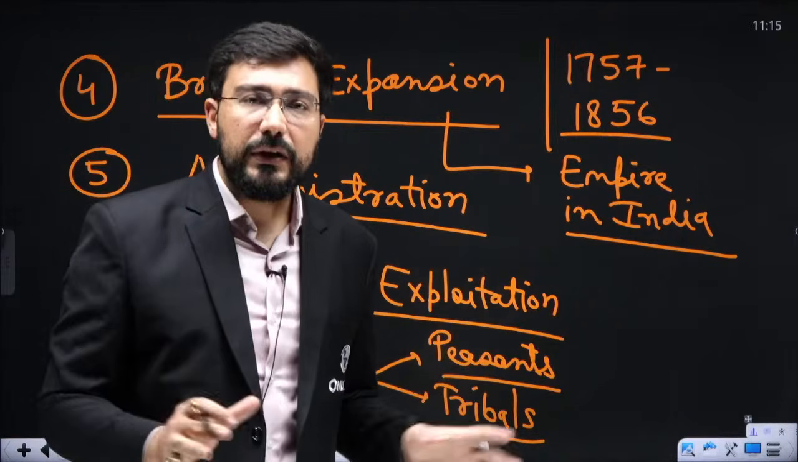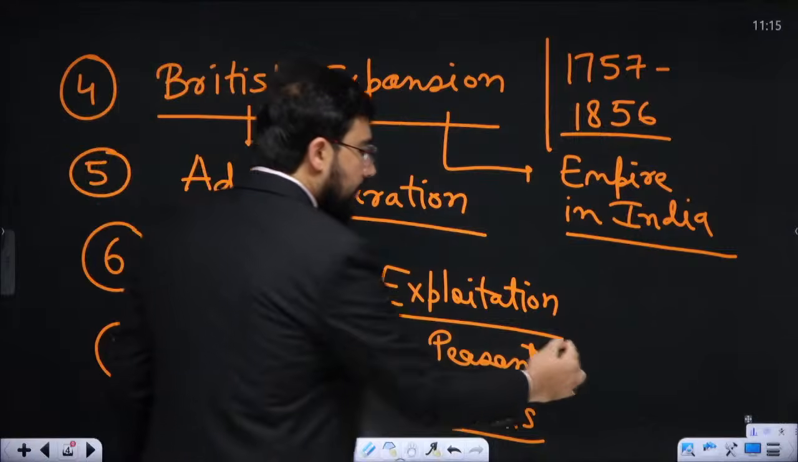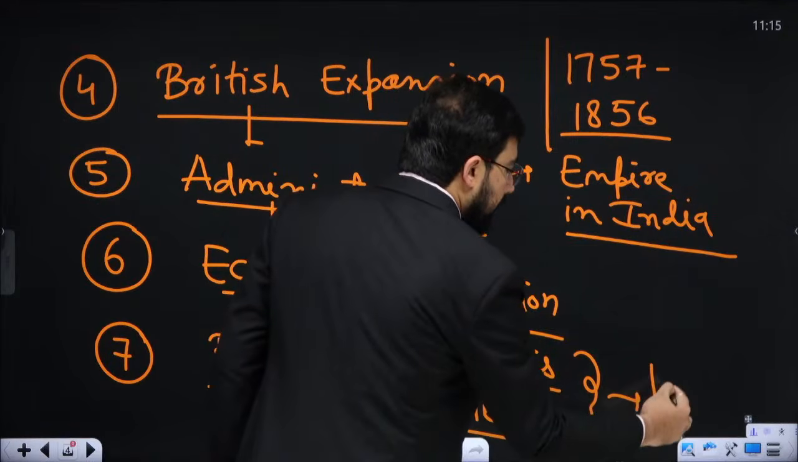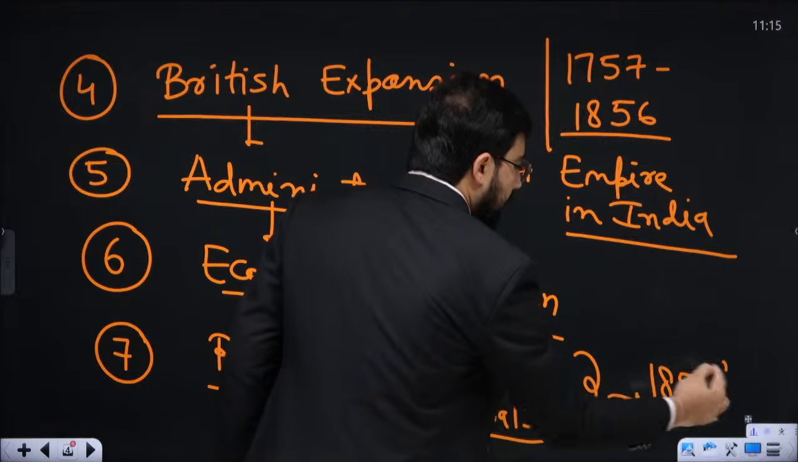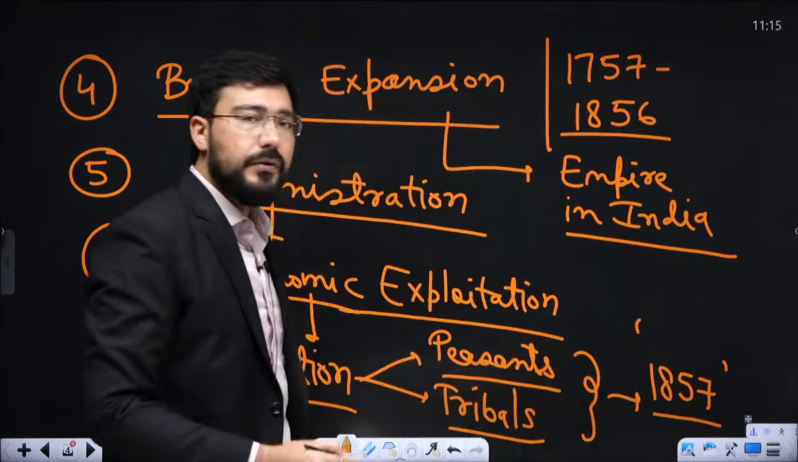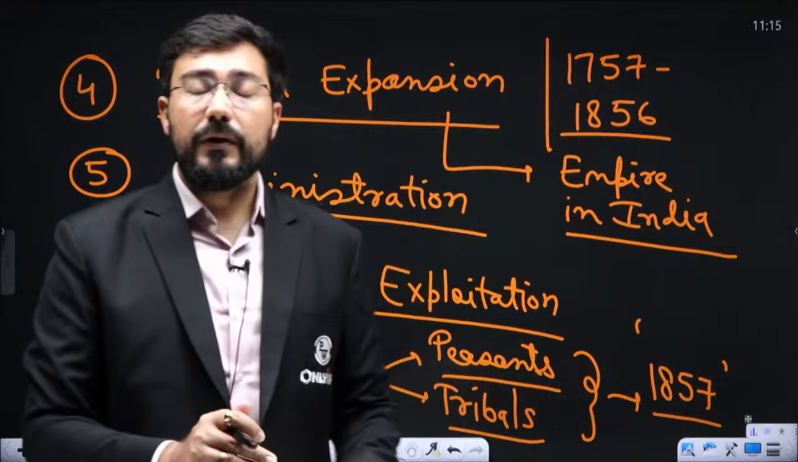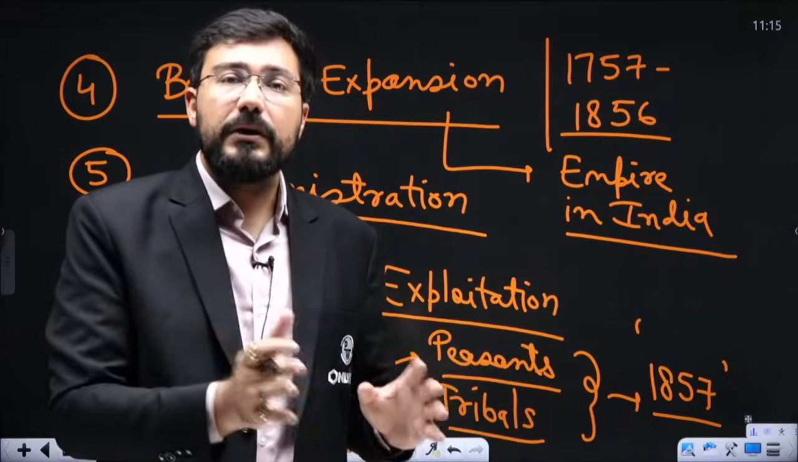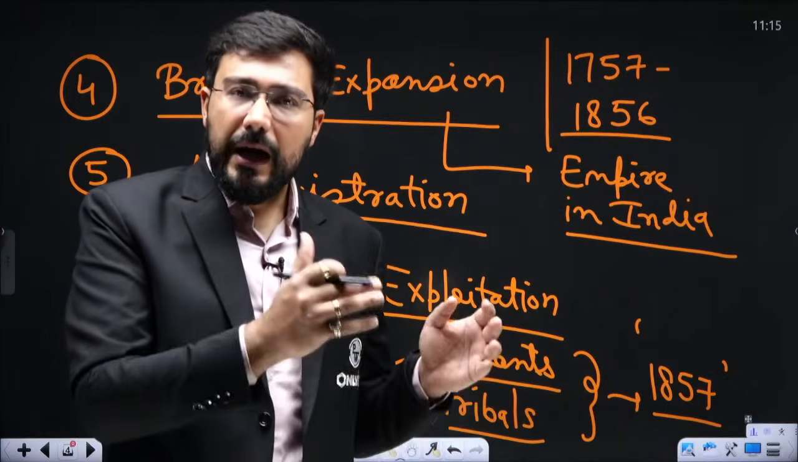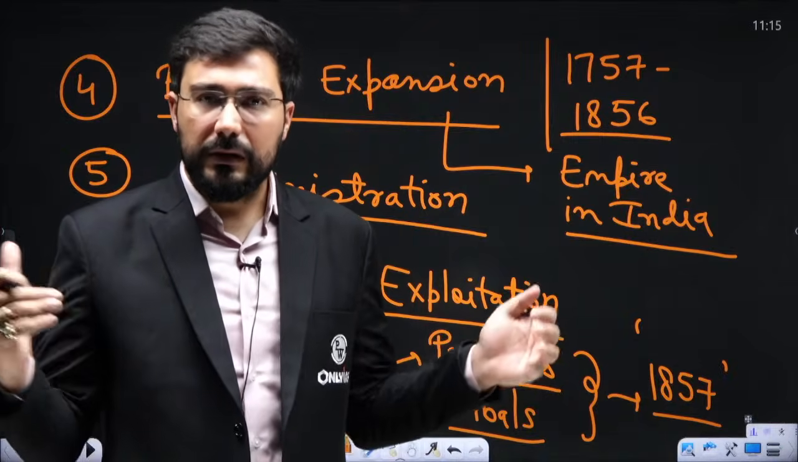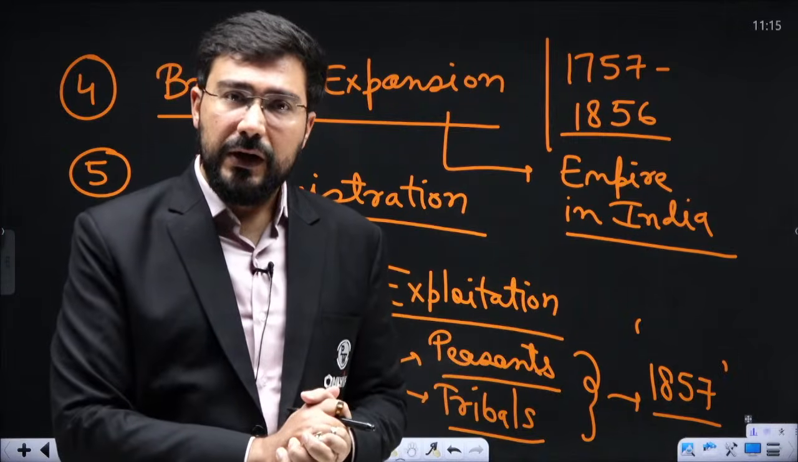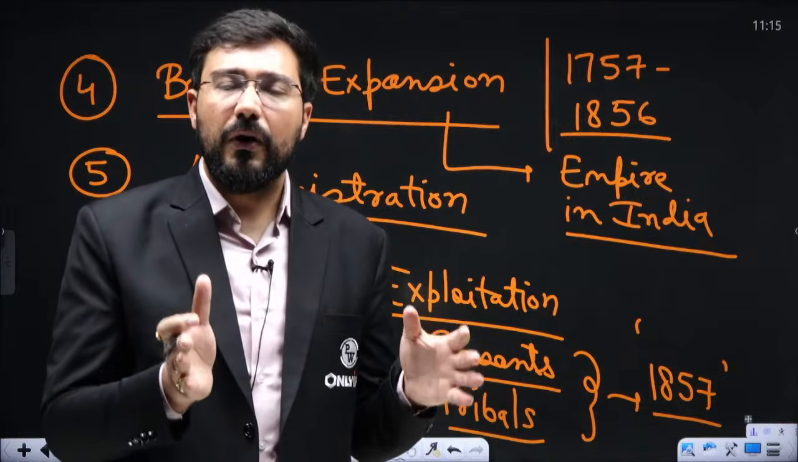And one of the culminations of these resistances, seen from the peasants and the tribals, and the biggest challenge faced by the British, was the revolt of 1857. In 1857, it was a massive revolt. First there was a mutiny in the Indian army, and then later on a large number of people became part of this revolt. So this is roughly the first half of our discussion.